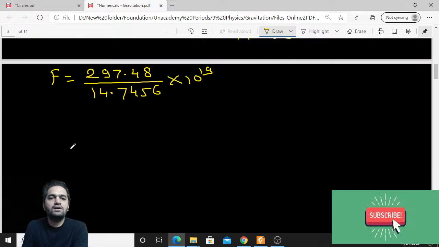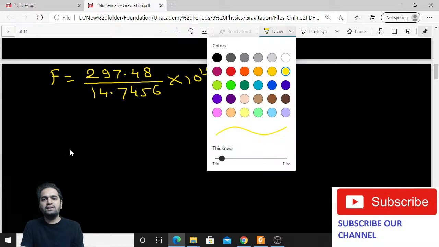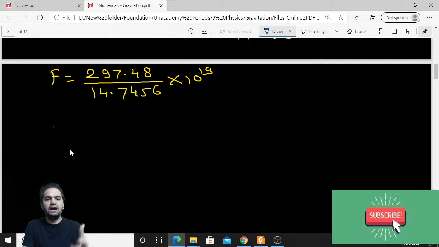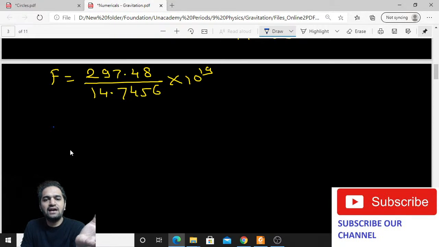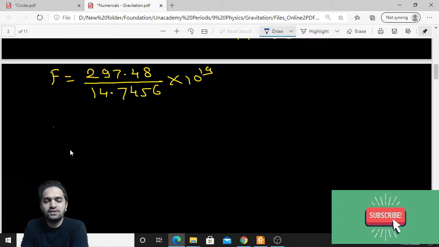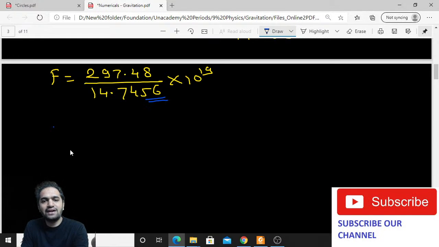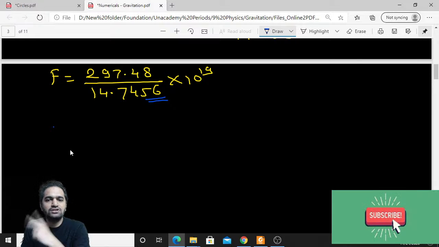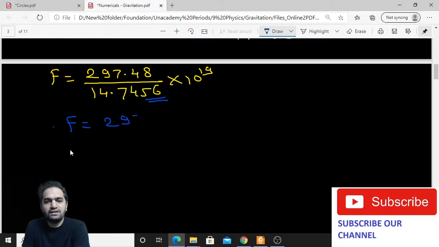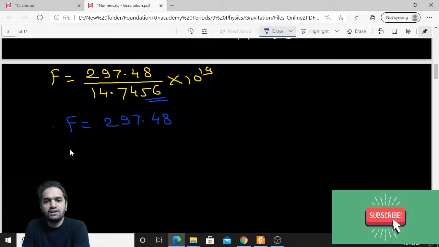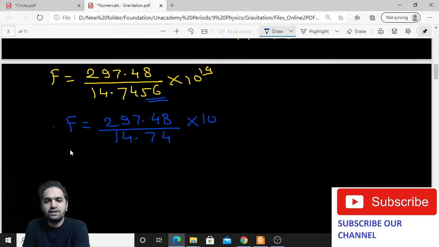Okay. Now what you have to do is you can ignore the values after 2 decimal points, because anyway in the exam they are not going to ask you beyond 2 points. That kind of accuracy we don't require. We just require 2 digits. So you can just put it up. F is equal to 297.48 divided by 14.74 into 10 to the power 19.